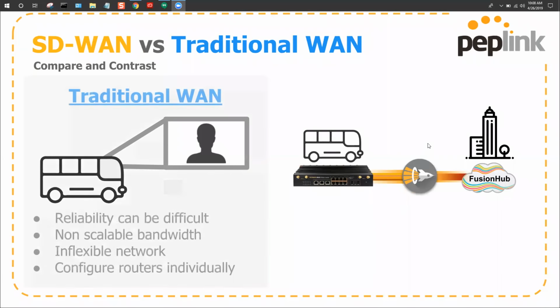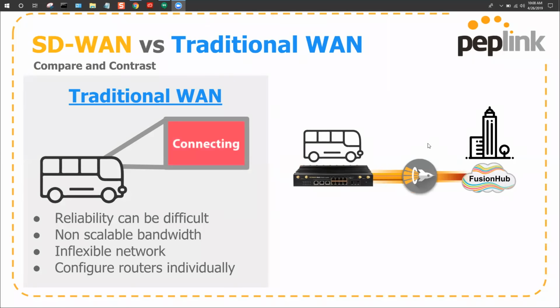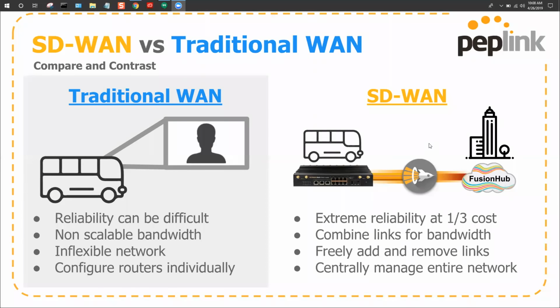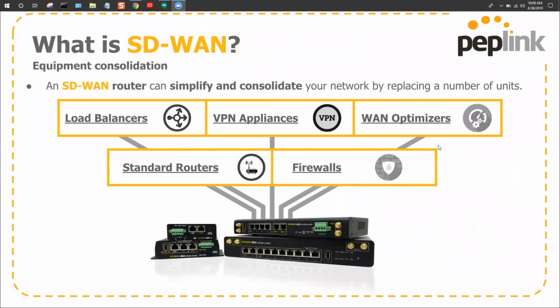Let's compare and contrast what we're talking about. In a traditional WAN, of course, reliability can be difficult because you're primarily married to one particular WAN or another, depending on a session-by-session basis. This means you're pretty inflexible, pretty non-scalable, and if you've got to make changes across the board, you've got to individually touch all the routers. On an SD-WAN, it's the exact opposite. We have that reliability at about a third of the cost. You have the ability to aggregate or bond these connections together to make something greater than the sum of its parts. Extremely scalable, whether up or down, as you add or take away WAN connections based on business needs. And we do have the ability to centrally manage things from the cloud.